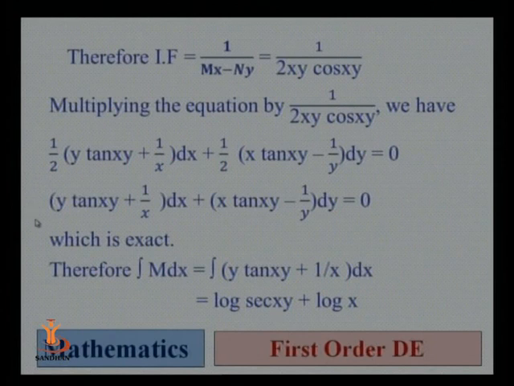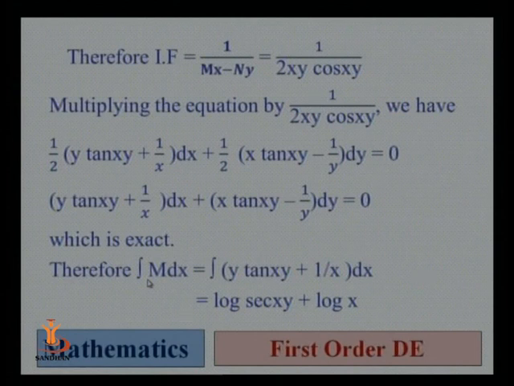This is our new M. This is our new N. Check this, M dx plus N dy equal to 0. Is it exact or not? This is exact. How can we find that it is exact? That is del M by del y is equal to del N by del x. So take the derivative of this with respect to y, and the derivative of this with respect to x. Both are equal, then it is exact.